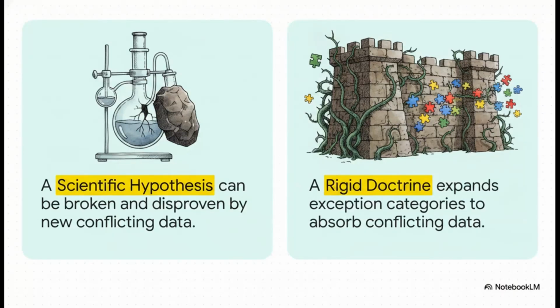And this is exactly why this matters for science. When a scientific field encounters conflicting evidence, it is supposed to adapt or completely discard its hypothesis. Let's clearly define the difference here. A standard scientific hypothesis is vulnerable. It's designed to be broken and disproven by new, conflicting data. That vulnerability is actually its superpower. A rigid doctrine, on the other hand, is designed to be invincible.